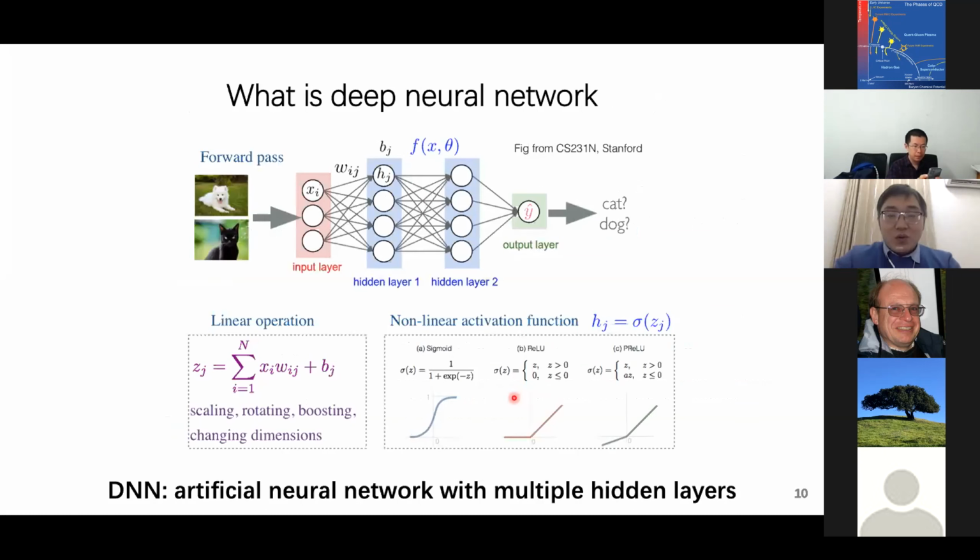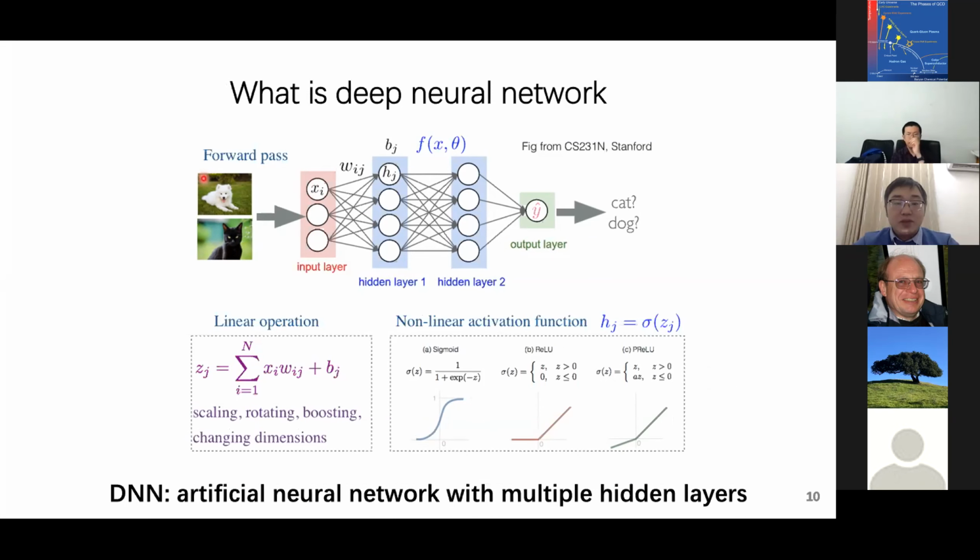So what is deep learning? To most people, deep learning stands for artificial neural network with multiple hidden layers. So this is a very simple example of a deep neural network with two hidden layers. There is one input layer where each neuron represents one pixel in the input image. In the output layer, there is one neuron to tell whether it's a cat or a dog.